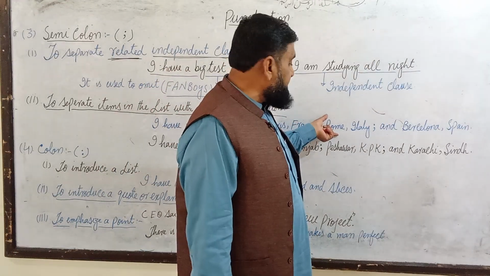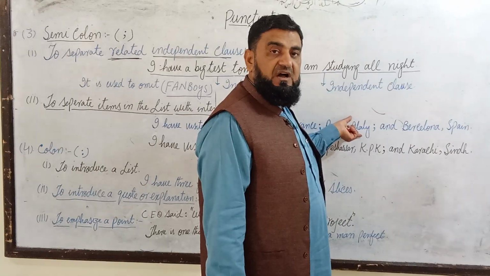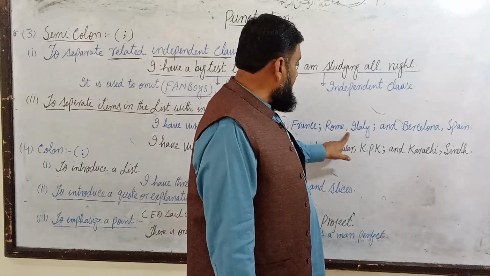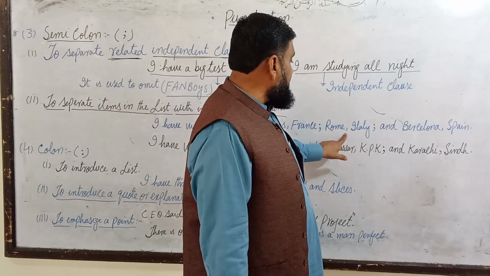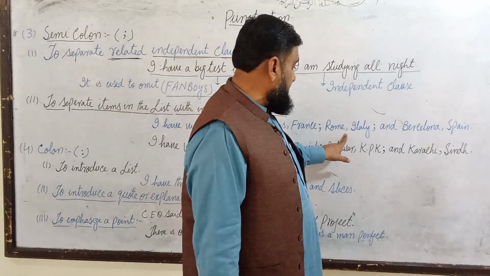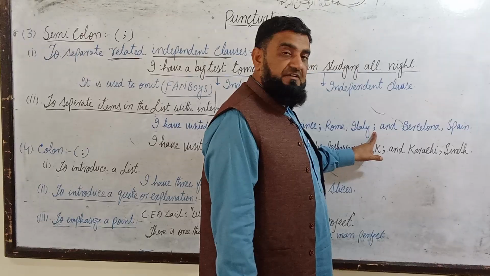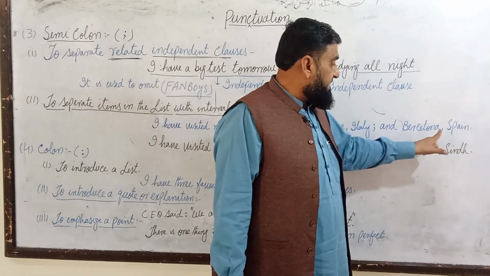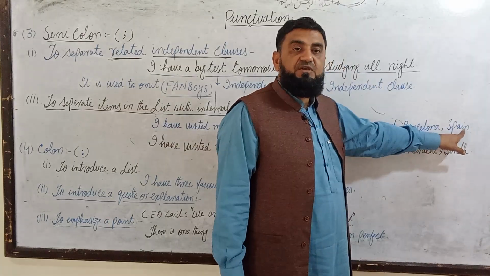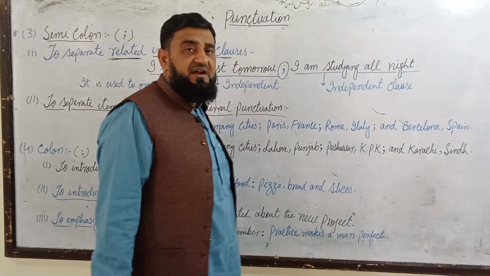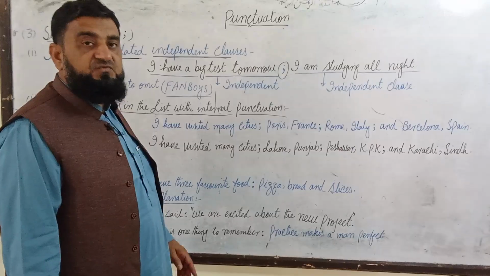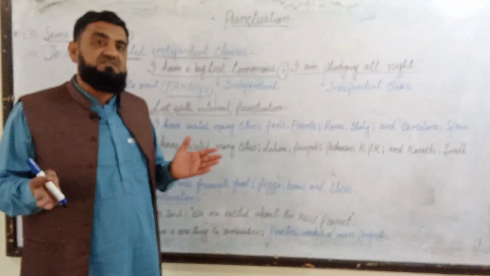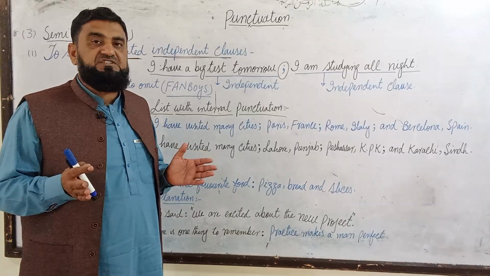Rome, the name of the city; Italy, the name of the country. So, the name of the city, comma, the name of the country, that is internal punctuation. After the name of the country, we will use a semicolon. And Barcelona, Spain, there is no need for a semicolon here because it is the end of the sentence, and we will insert a full stop.